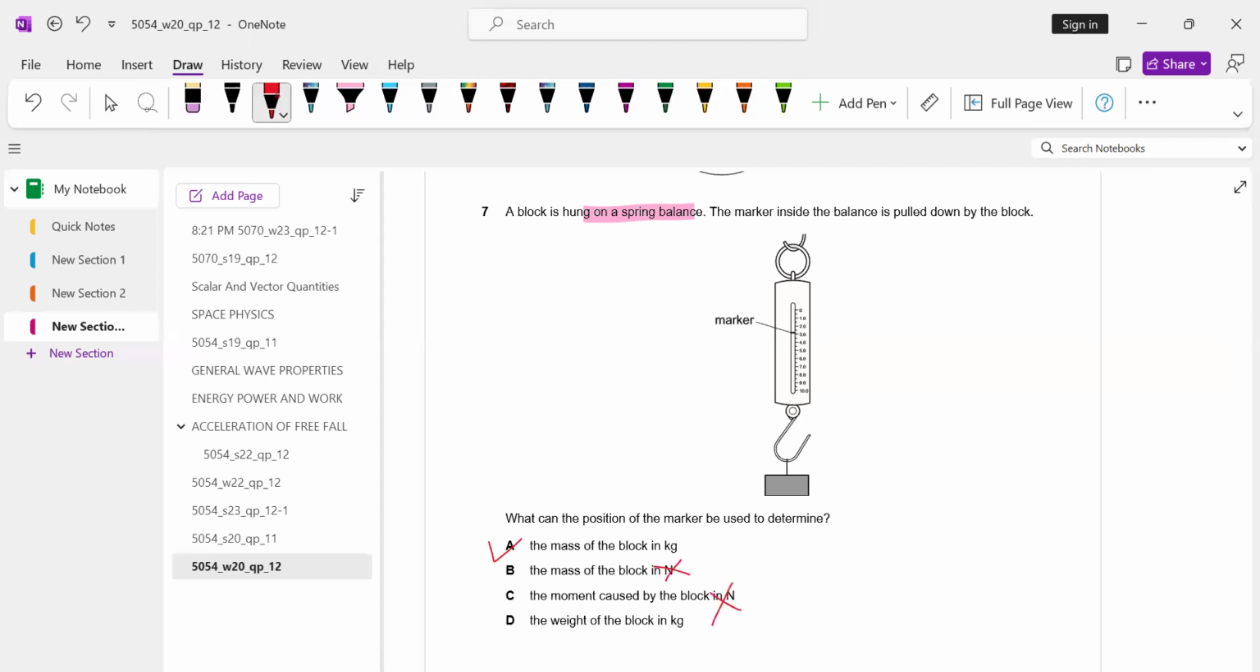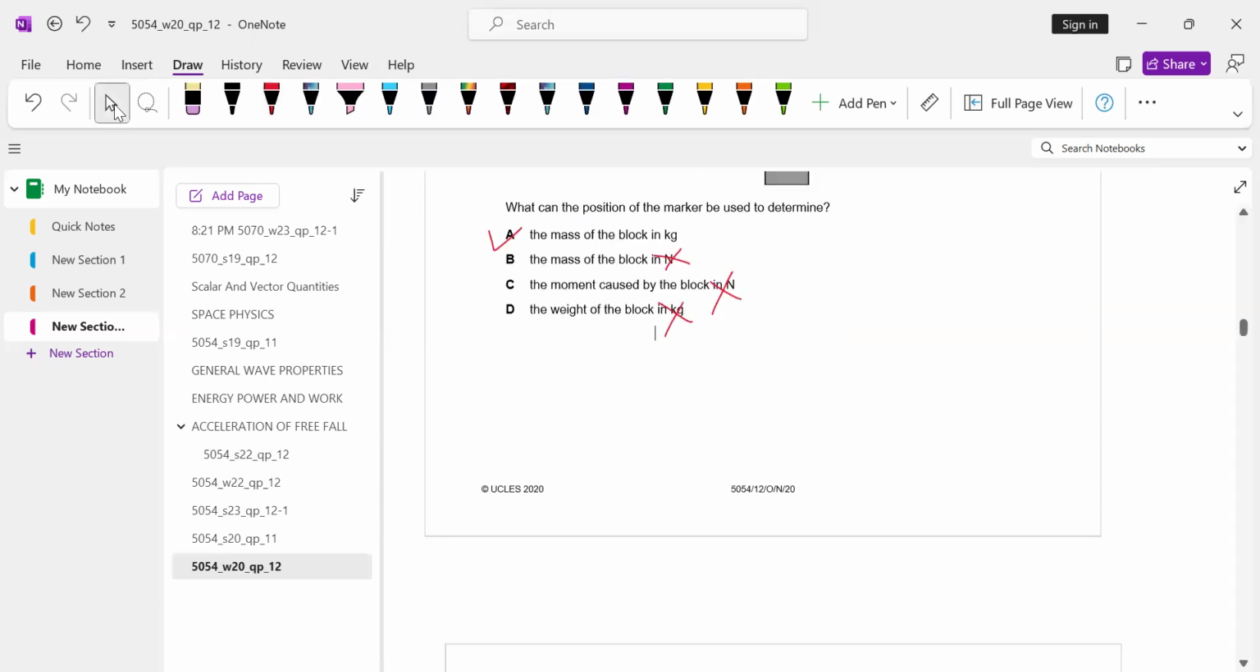The weight of the block in kg. No. Weight is measured in newtons. Mass is in kg, and the spring balance isn't used to calculate the moment. So option A is correct for question number 7.